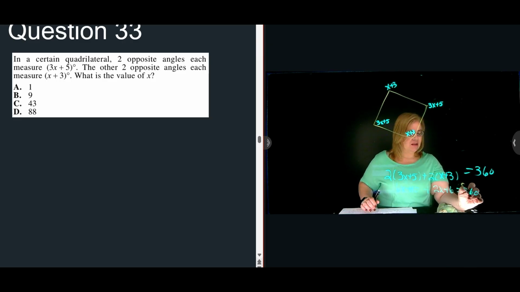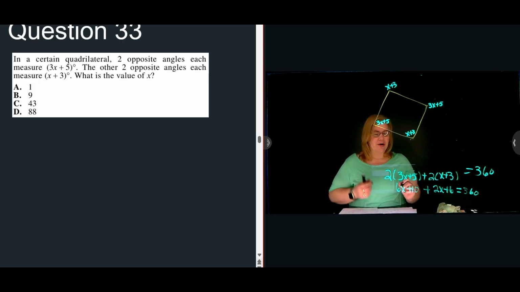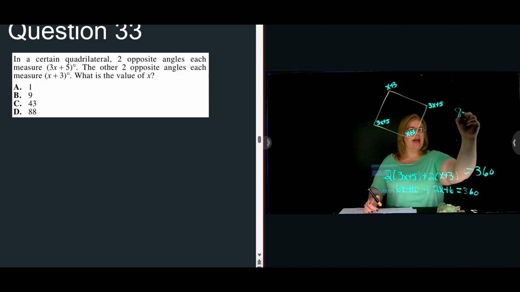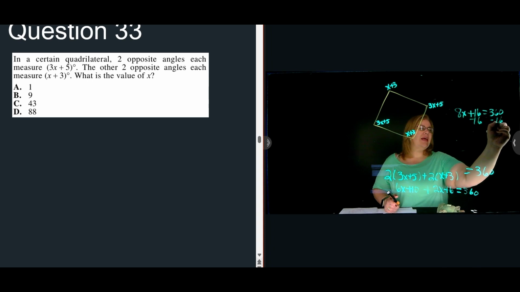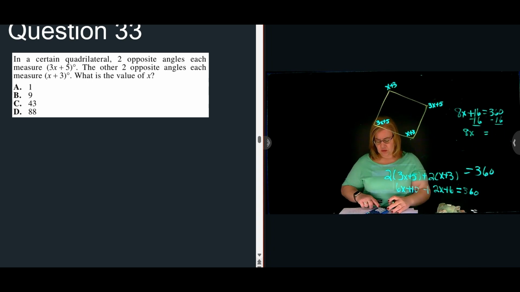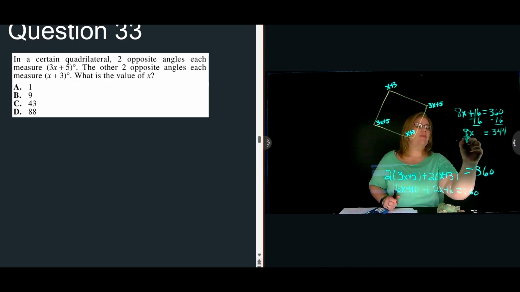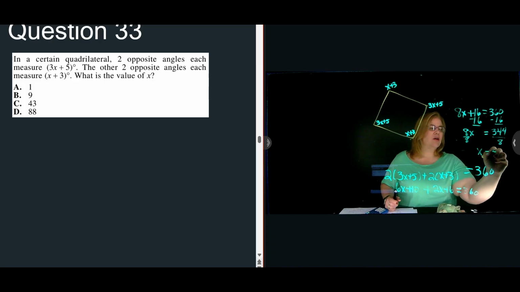Still need to get these like terms together. I'm going to turn down my light so you can see my marker a little better. Let's put like terms together. 6 plus 2 is 8x, so I'm going to pull it up here, 8x. 10 plus 6 is 16. That still equals my 360. 8x equals 360 minus 16, and I get 344. Divide by that 8, and I get x equals 43.